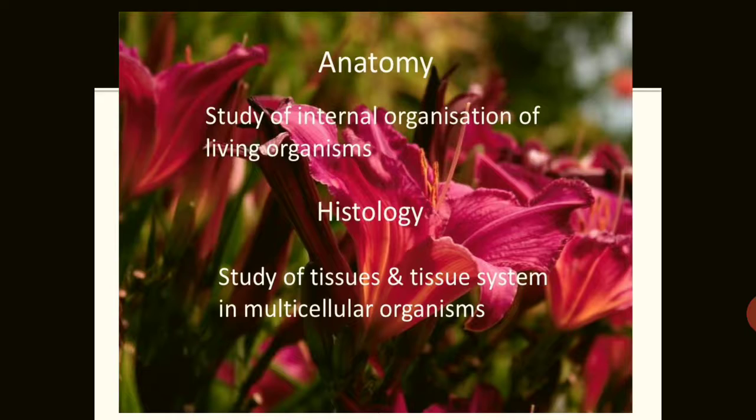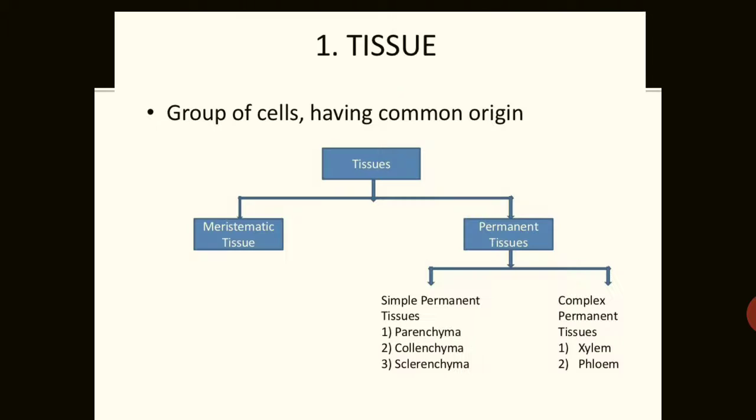So, the branch of biology which deals with the internal organization, or we can say the tissue system, of any living organism is known as anatomy. And histology is the technique that is the study of the tissues and tissue system in any multicellular organism. So in histology we have to study all the tissues and tissue systems.